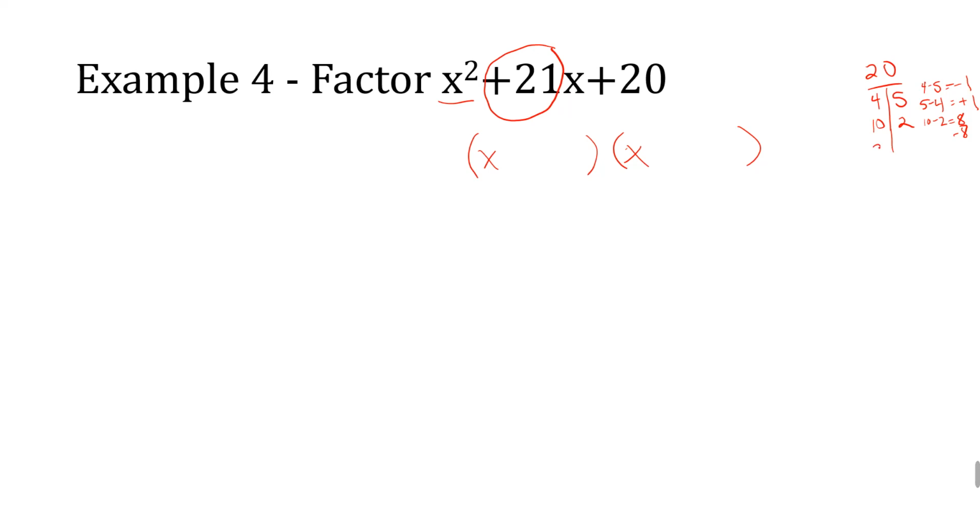20 has two other factors. 20 times 1 is 20, and 20 plus 1 is 21, and that's what we want for our middle term. So the final answer is x plus 20 times x plus 1.